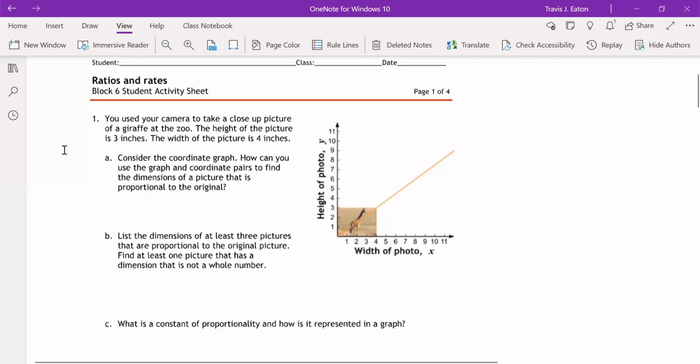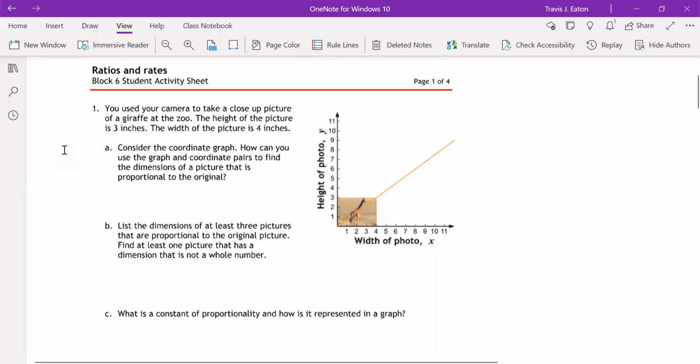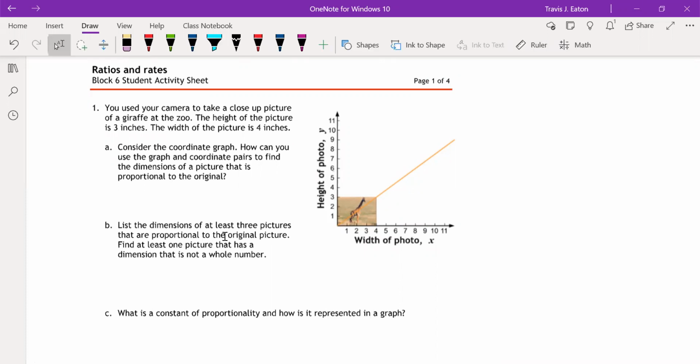All right. So this says that you use your camera to take a close-up picture of a giraffe at the zoo. The height of the picture is 3 inches, and the width of the picture is 4 inches. Okay. So you can see here, the height is 3 and the width is 4.